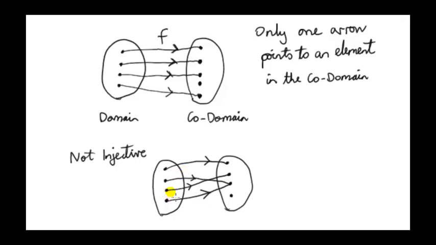Here is an example of a function that is not injective. You can see that 2 arrows are pointing to this element here in the codomain. Now we could make this an injective function by taking this arrow here and pointing it to this element here instead. Now you can see that only one arrow points to elements in the codomain. So now we have an injective function.